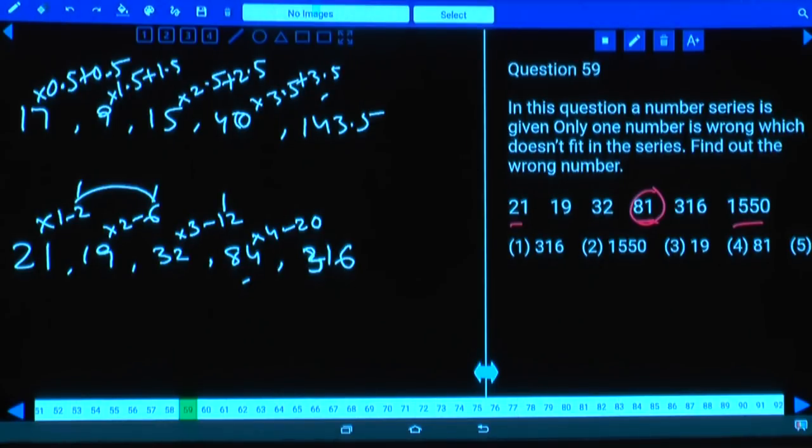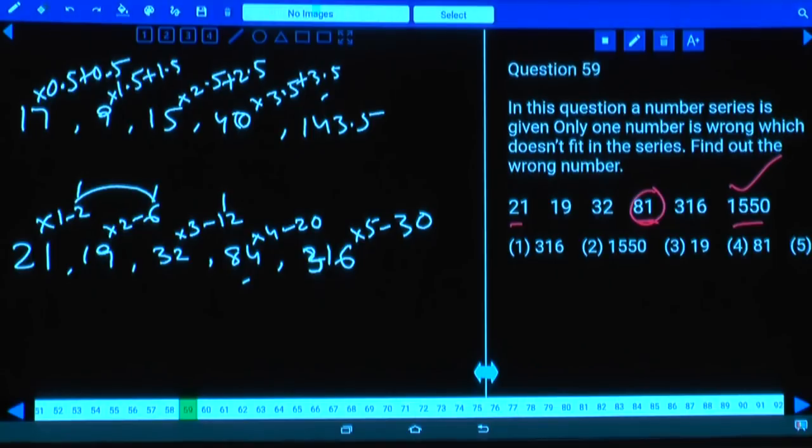And the next one must be what? Into 5 minus 30. And 316 into 5 is how much? 1580 minus 30, 1550. Hence it is the correct number. Hence what is the wrong number? 81, and the correct number is 84. And it is given in choice 4.